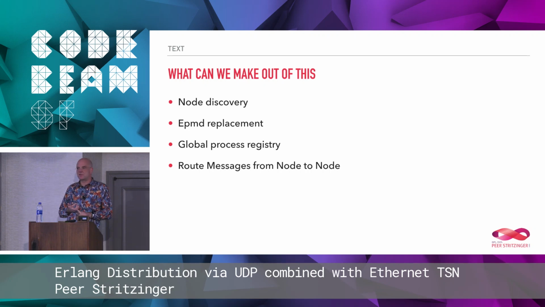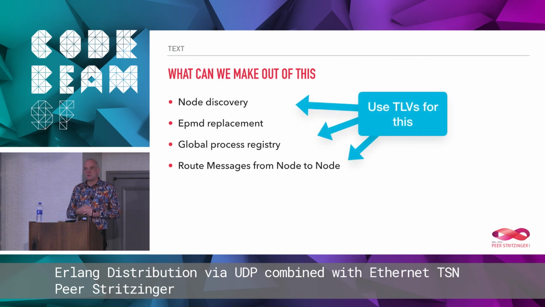If you overdo it and register lots of processes and remove them, don't do this. That wouldn't work well. This is only for occasional changes. So we could use TLVs for all of those. And then our routing protocol, our network layer, already knows about all the Erlang nodes.